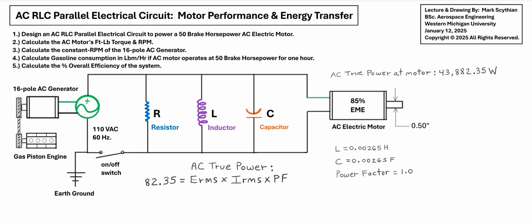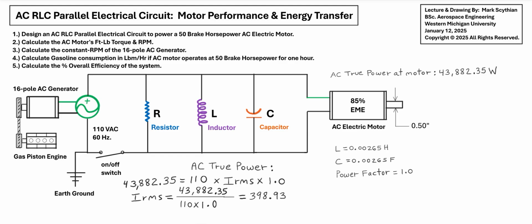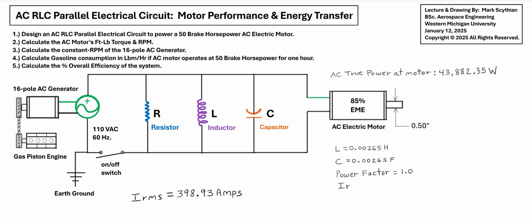Since we know that value, we can make the equation equal to the AC true power and then substitute the RMS total voltage, 110 VAC, and the power factor 1.0 to then solve for the total RMS or effective current of the circuit. So we calculate approximately 399 amps.